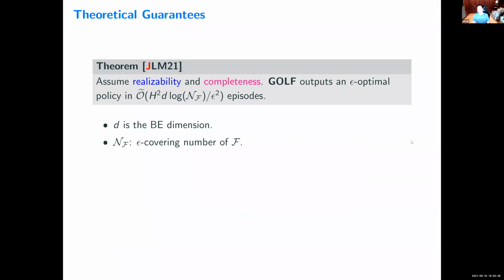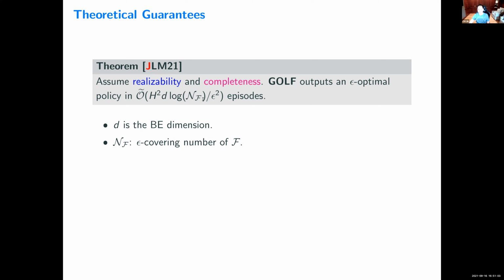And finally, this is the theoretical guarantee we can say. Assume we have both realizability and completeness, then the GOLF algorithm is able to output an epsilon-optimal policy with high probability in the following number of episodes. Episodes is how many rounds you need to play the entire game. And the number of episodes is H squared d log N_F over epsilon squared.